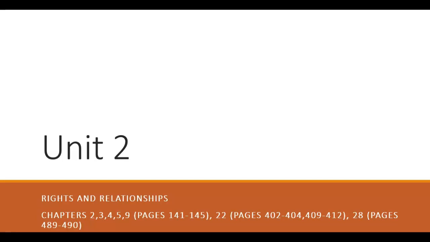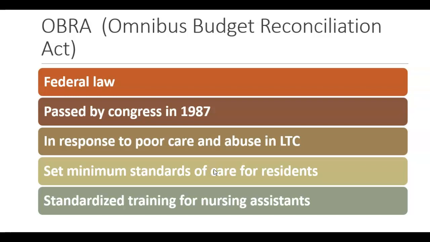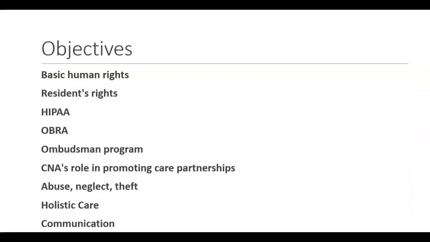Unit 2 has to do with rights and relationships, and covers parts of Chapters 2, 3, 4, 5, and 9. Objectives are to discuss basic human rights, resident rights, HIPAA, OBRA, the Ombudsman Program, the CNA's role in promoting care partnerships, abuse, neglect, and theft, holistic care, and communication.